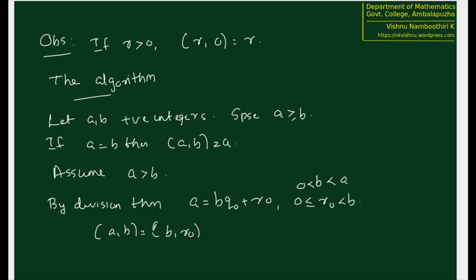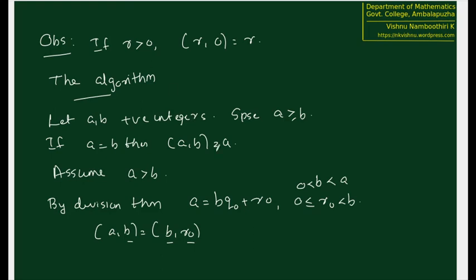Instead of finding the GCD of larger numbers A and B, A we replace with B, which is smaller than A. Instead of B, we are writing R naught, which is smaller than B. So we have two smaller numbers. That makes our life much easier.